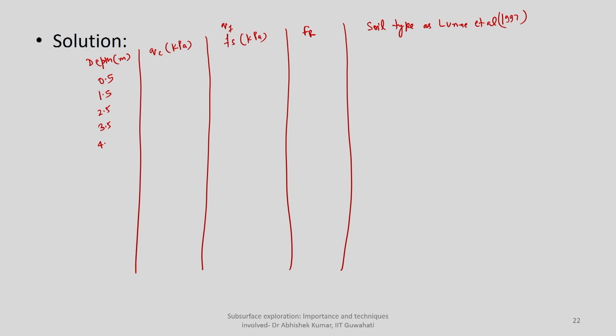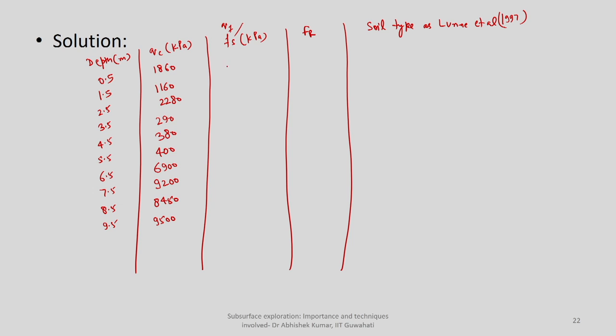So these are the depths given in the numerical problem: 0.5, 1.5, 2.5, 5.5, 6.5, 7.5, 8.5, 9.5, and so on. I mean, it is given up to 9.5. Let's see how much is the value of QC given: 1860, 1160, then 2280, then 290, then 380, 400, 6900, 9200, then 8450, then 9500. These are the values given in terms of kPa that I have converted. So don't get confused, original values are given in MPa, I have converted into kilopascals.